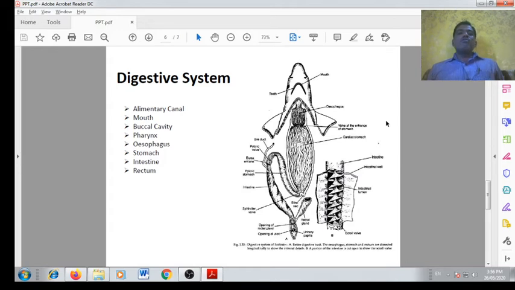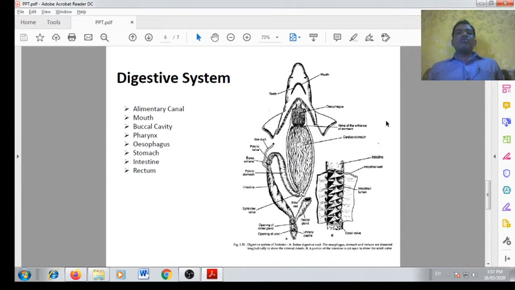The system which digests the food material with the help of digestive organs is called the digestive system. Digestion is a process which includes ingestion, digestion, absorption, assimilation, and egestion of food material. Therefore, this digestive system mainly performs the function of digestion, absorption, and elimination of food material.